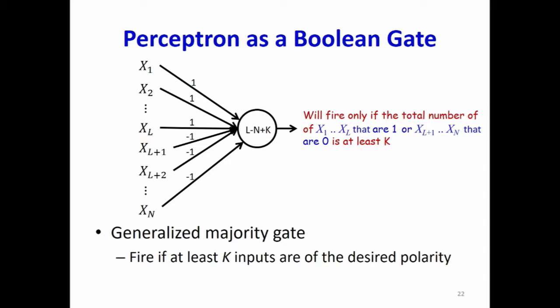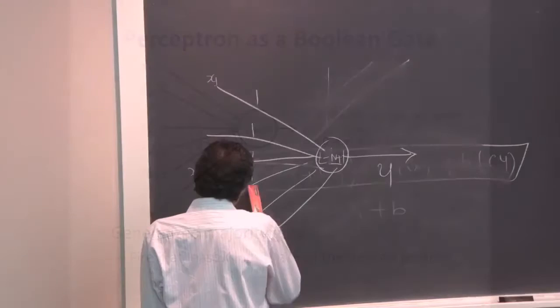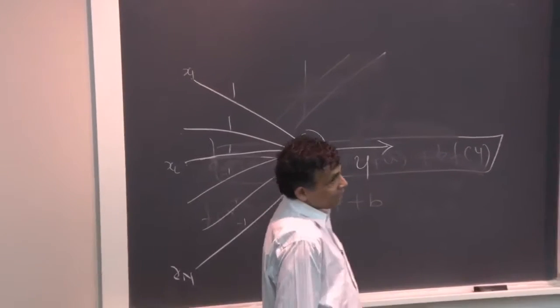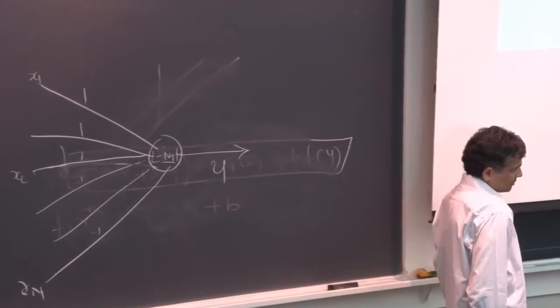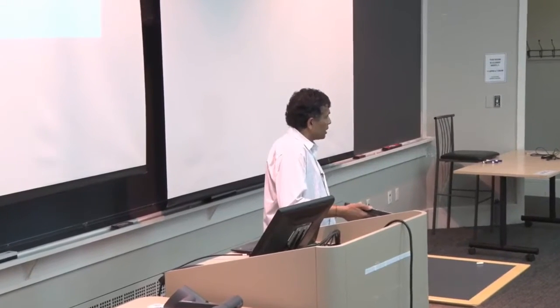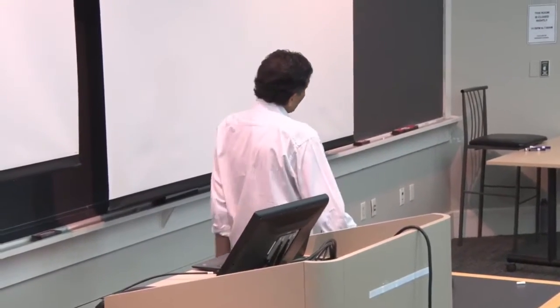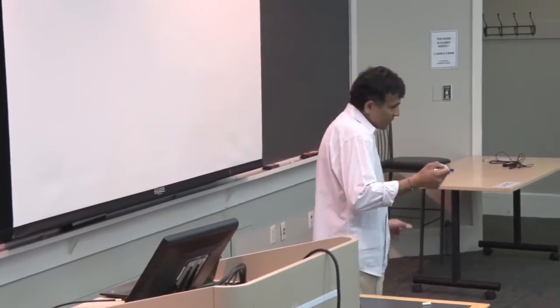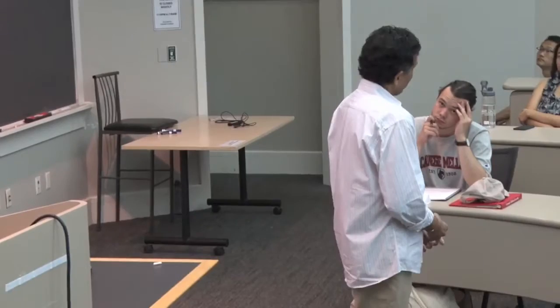Now, in this case, suppose I want to say that I want k of the n inputs to be 1. How would I do this? I just use a threshold of k, right? I want at least k of the inputs to be 1. I just use a threshold of k. If the number of inputs which is 1 is less than k, it's not going to fire. Otherwise, it will fire. So this is what is called a majority gate, because I can say fire if the majority of the inputs fire.